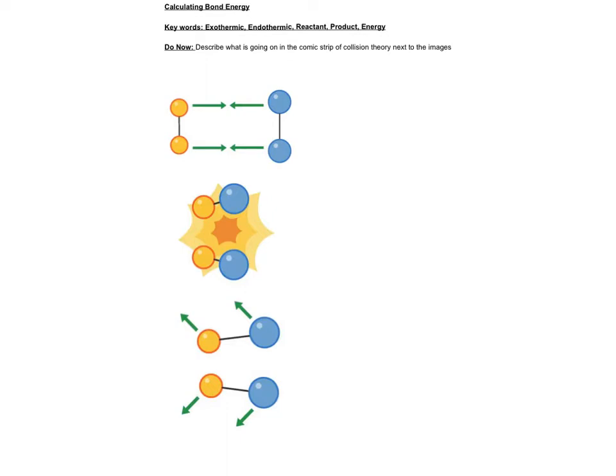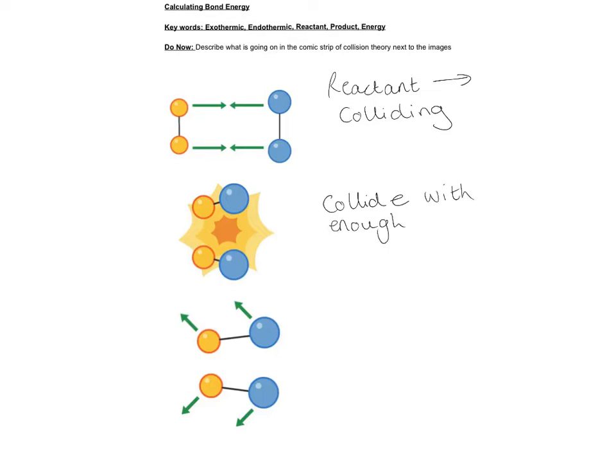So thinking back to the rates topic last year, the first thing that's happened is these are your reactants. So the things that you want to react together. So these are your reactants. And then reactants are colliding. Okay, remember particles are constantly colliding. It's only when they collide with enough energy, the energy known as activation energy, will they react. So collide with enough energy and then they react.